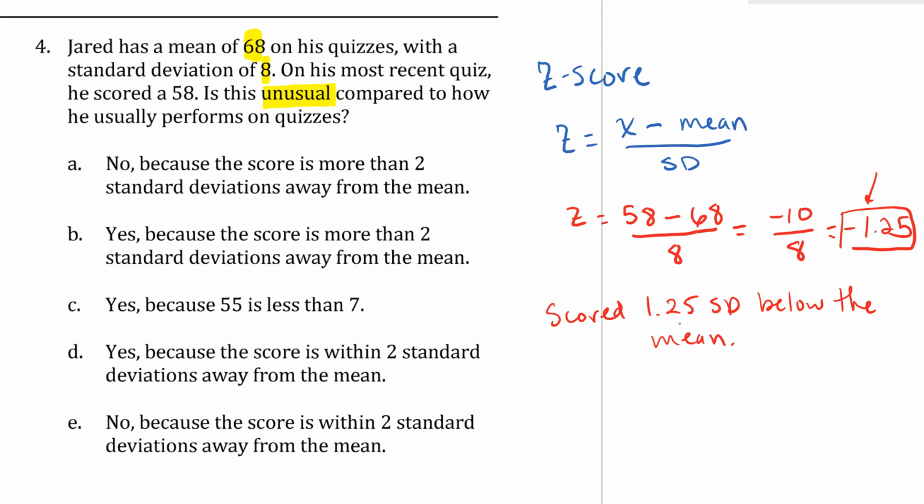So going through these options, we see that it's going to be not unusual, so it can't be this, this, this. And we see because the z-score is more than 2 standard deviations away, nope. And so that leaves us with letter E, which says no, because the z-score is within 2 standard deviations away from the mean.